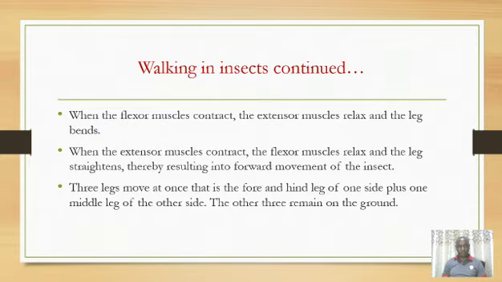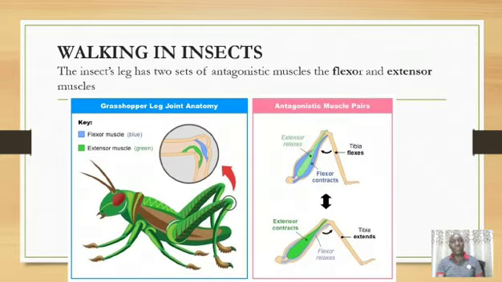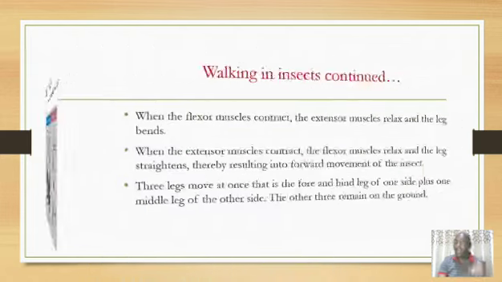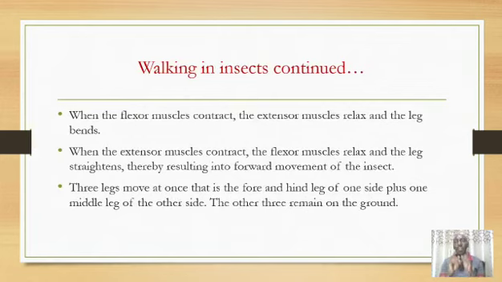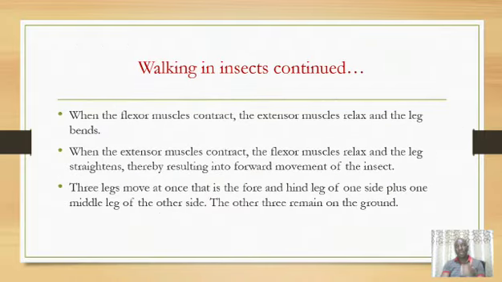Walking in insects. Now, when the flexor muscles contract, what happens to the extensor? Yes, the extensor muscles relax, and this brings about bending. Now, the muscle that contracts plays the biggest role because the other muscle is simply relaxing. That is why when the flexor contracts, it's playing the biggest role. The extensor muscles relax. What follows?